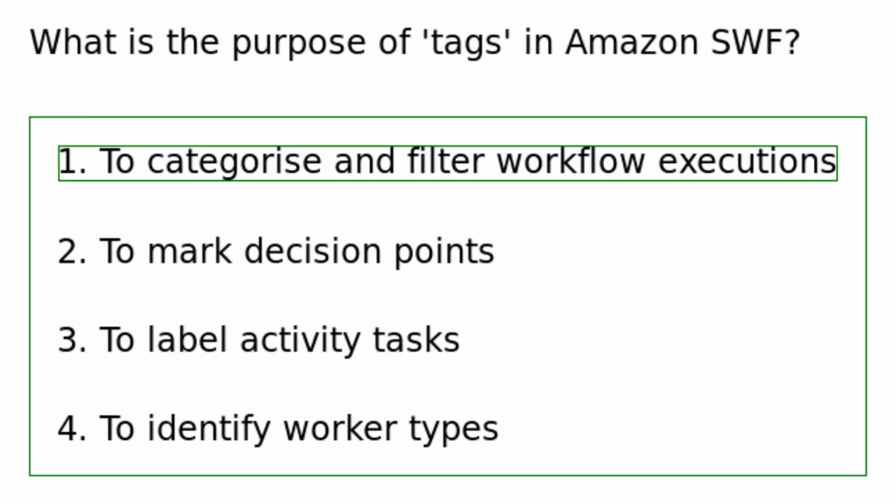Tags in Amazon SWF are used to categorize and filter workflow executions. They help in organizing, searching, and analyzing workflows based on custom criteria like environment, customer, or any other relevant attribute.